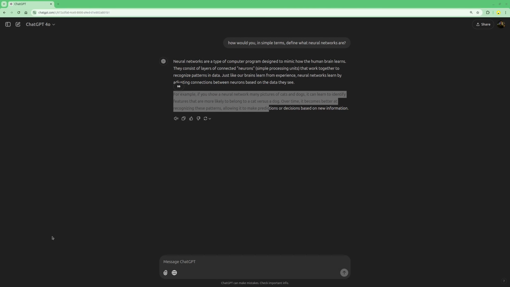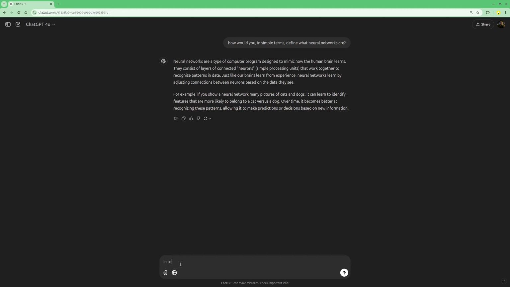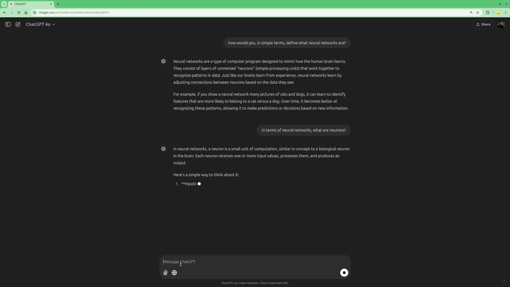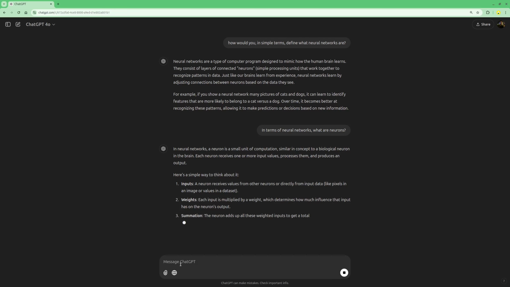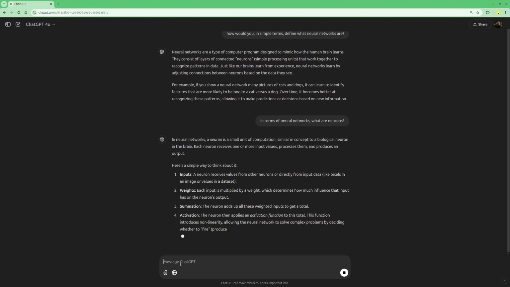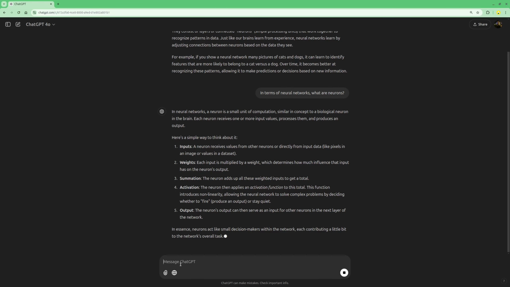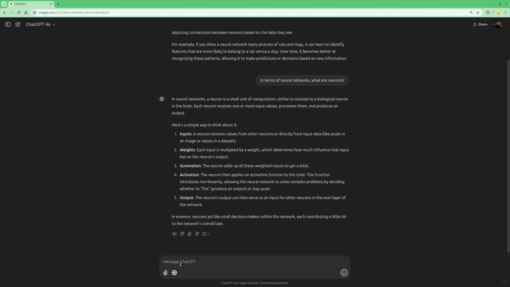In terms of neural networks, what are neurons? I realize that ChatGPT has a knack for describing things simply, even if it talks about complex things. It explains stuff in a much more streamlined way than the books, the textbooks.